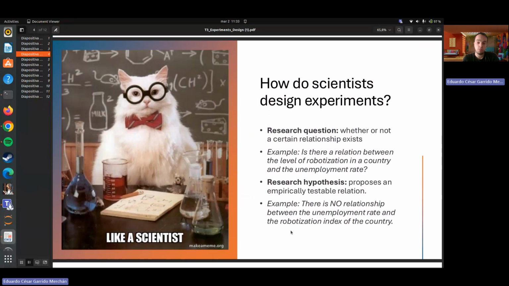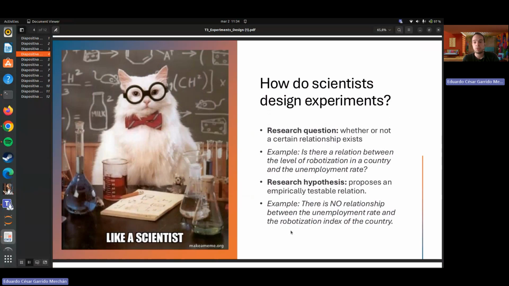So in order to do so, out of curiosity, we ask ourselves a research question. Like, for example, is there a relation between the level of robotization in a country and the employment rate? So this is an example of a research question. These research questions are asked in all fields of science, including physics, chemistry, but also business and finance. So this is important for you because of that.